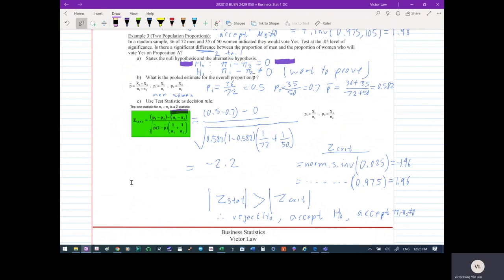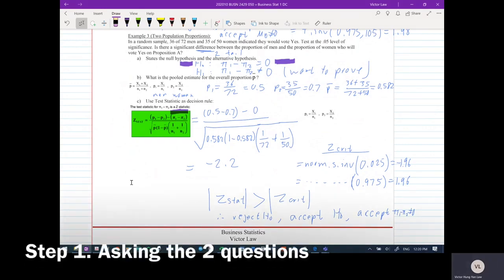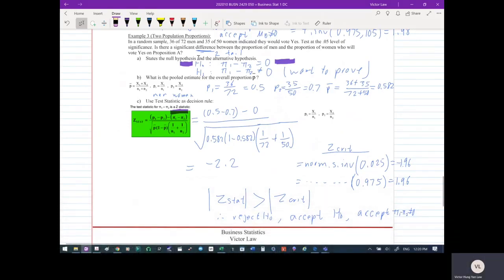So step 1, you ask the 2 questions. Which situation are you in and which testing are you dealing with, right? How we know which testing we're dealing with is, the keyword here is difference. We're looking for two-tailed testing. We're looking for: are they the same or are they not the same? Second question is which situation we're in.